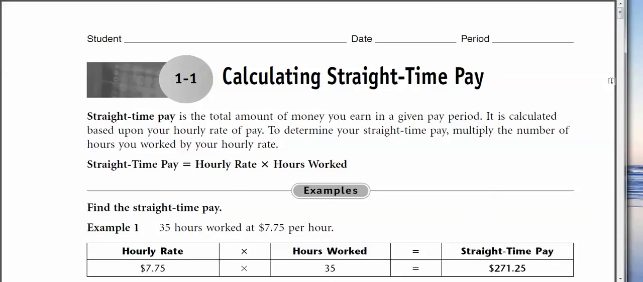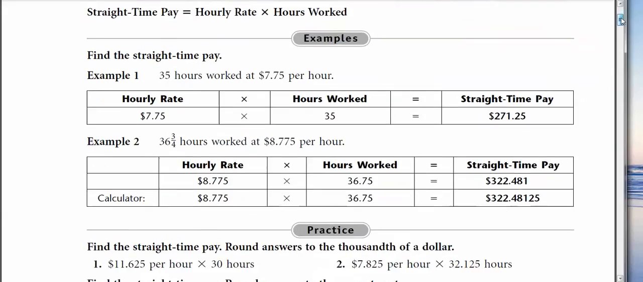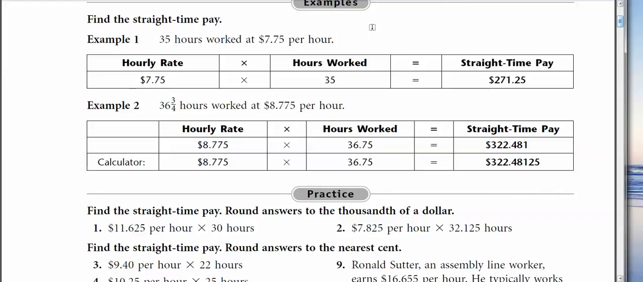Here's our first example. What if I worked for 35 hours at the rate of $7.75 per hour? The formula told us we'd multiply those together to get our total straight time pay. So I take the $7.75 and multiply it by the 35 and I get 271.25.